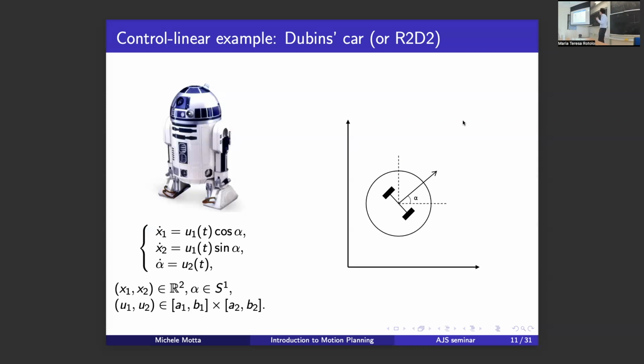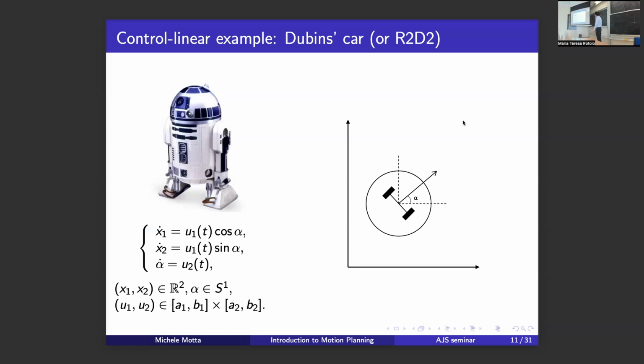Here you see that it's very natural to consider as a state space a manifold and not just simply Rn. So this is the state space, and the equation of the dynamics is the following. You want to represent the tangential velocity, so it's second and fourth. And then you have u2, that is the angular velocity.